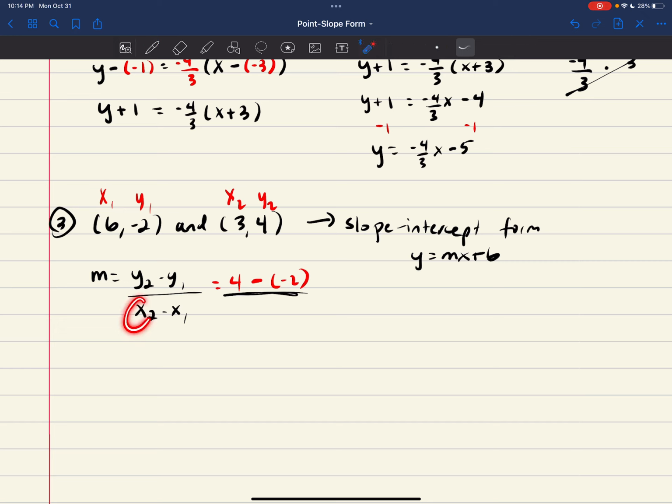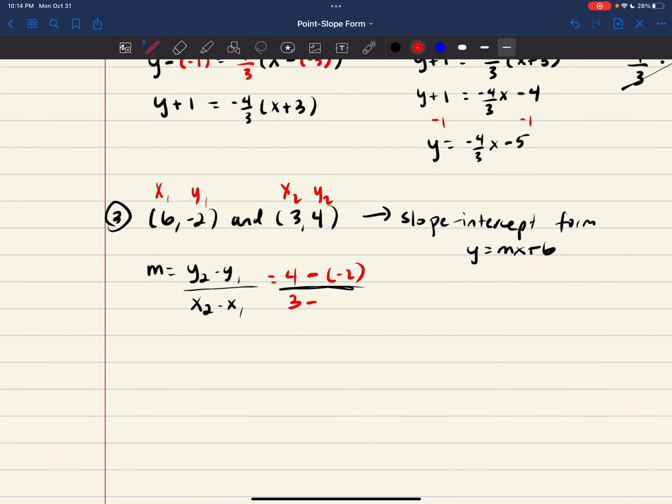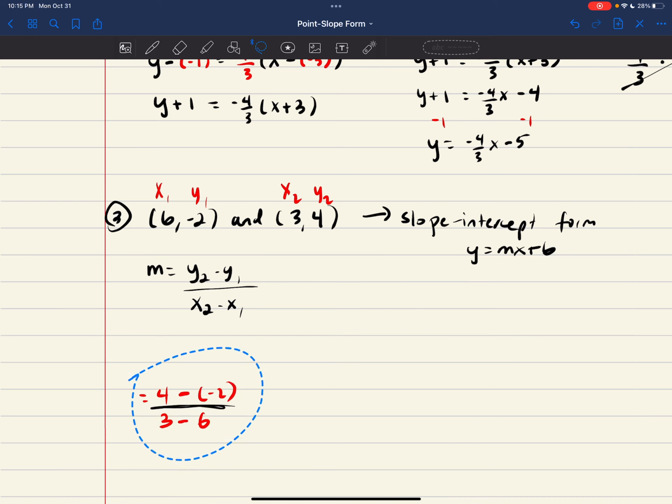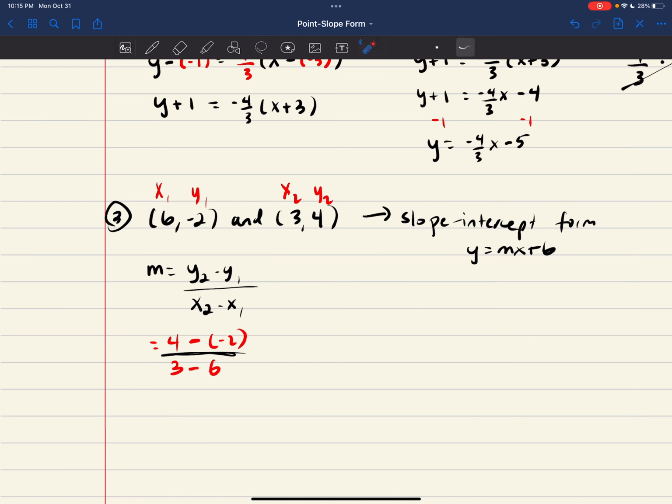Well, what do I have? My x2 in this case is 3. And then I have a minus sign here, so I put a minus sign there. And then my x1 is just 6. Oops, sorry. So it's just 6. Okay. So, gotta go ahead and just simplify this. Well, 4 minus negative 2, that's going to be 4 plus 2. So that's 6. And then 3 minus 6 is negative 3.